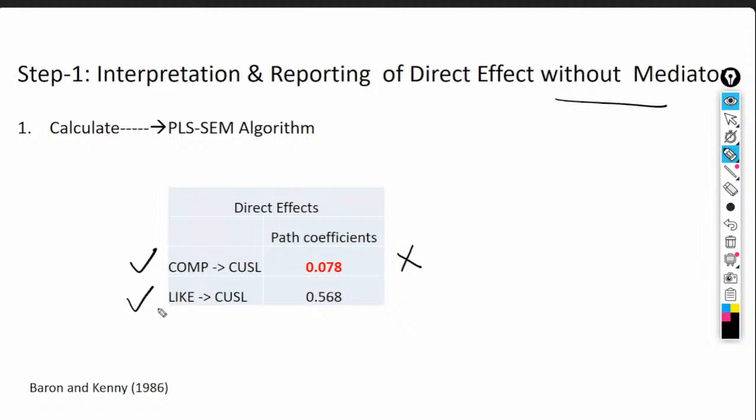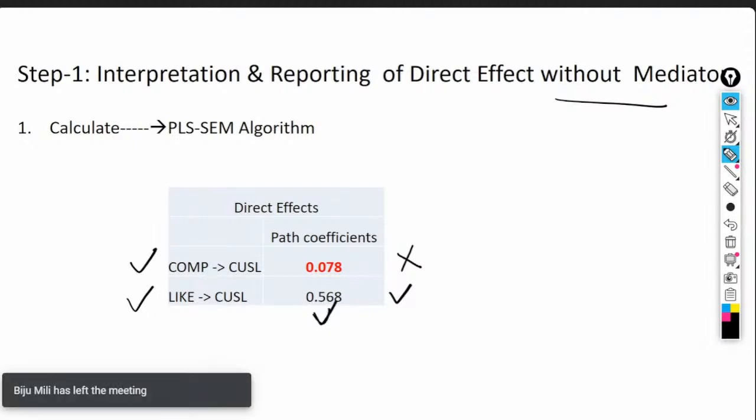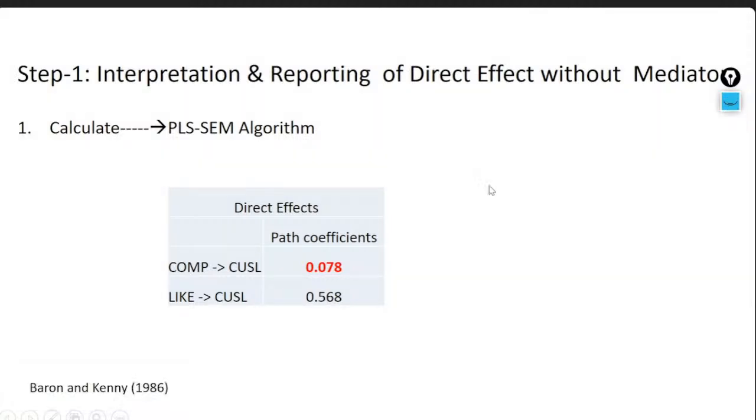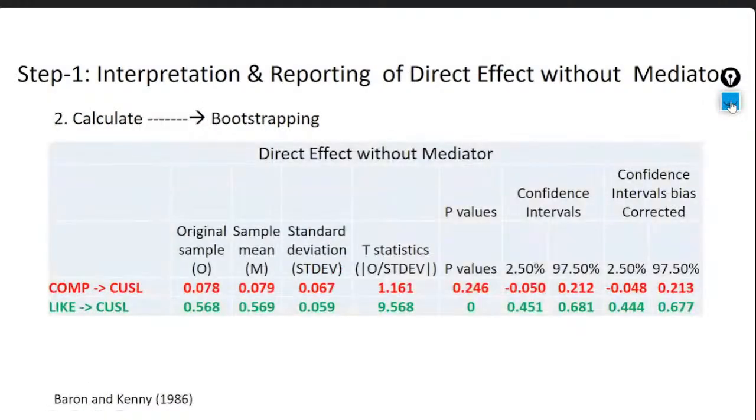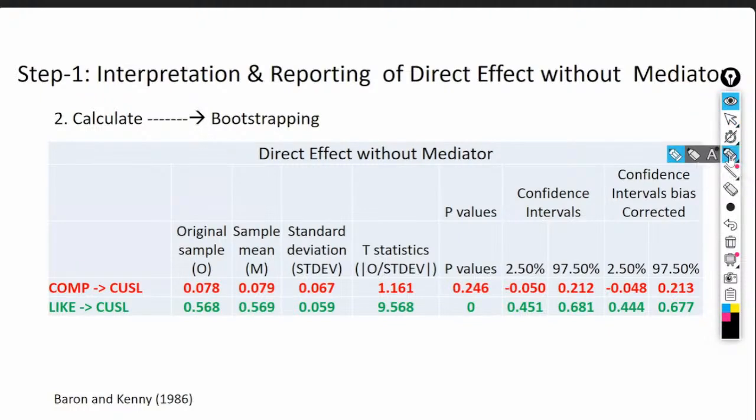So I will not include this relationship further. Now, likability and customer loyalty path coefficient is very high and it is significant. So I will include only this. I will not take the competence and customer loyalty relationship in our model. I will not explain it. Okay, according to Baron and Kenny. Through the bootstrapping result, we found competence and customer loyalty not significant, so we will not include this relationship. We will check the mediation effect only for likability and customer loyalty.